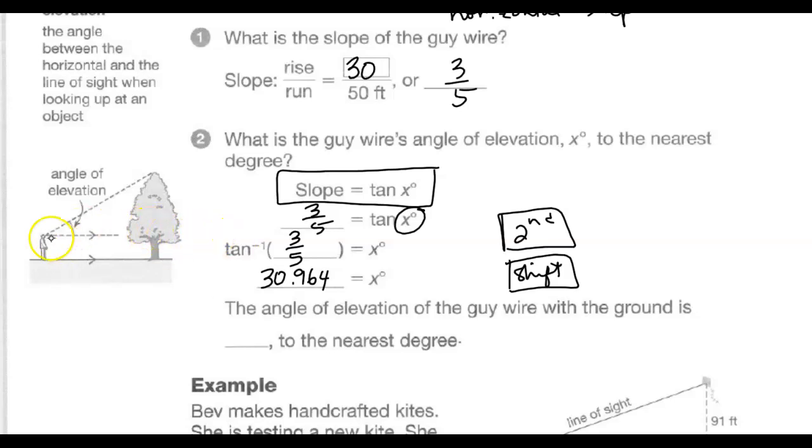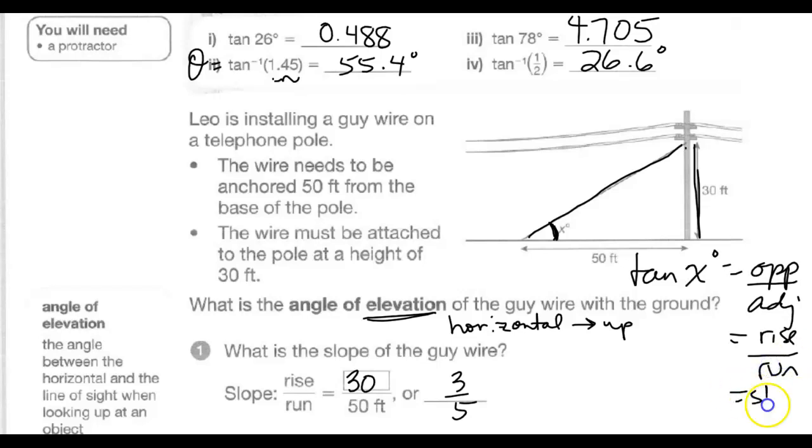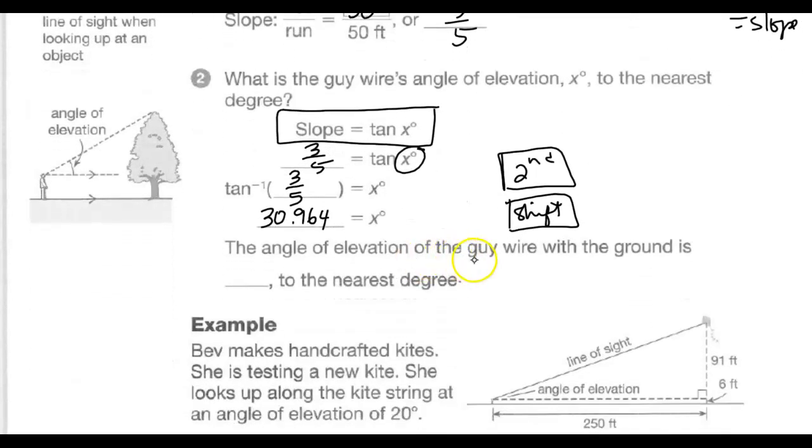Okay, so it's from the horizontal upwards, and so it's the tangent ratio. If you remember back to Math 10, tangent of an angle is equal to opposite over adjacent. So in this case, that's the rise over the run, which is the slope of the line. Okay, so the angle of elevation of the guy wire with the ground to the nearest degree is 31 degrees.